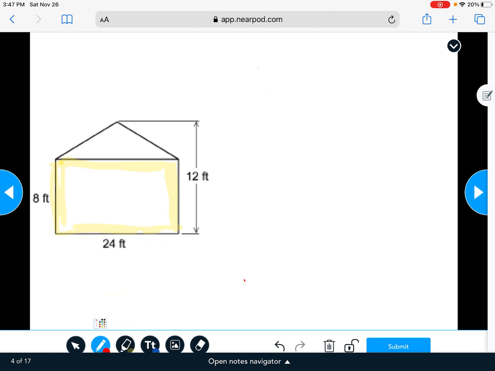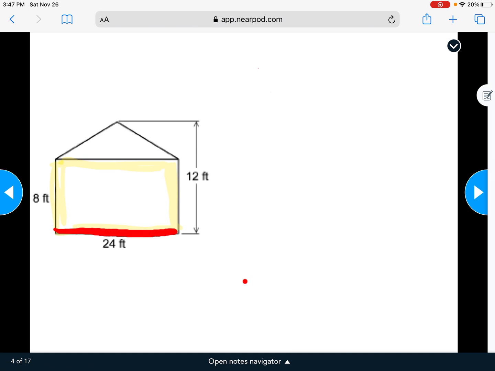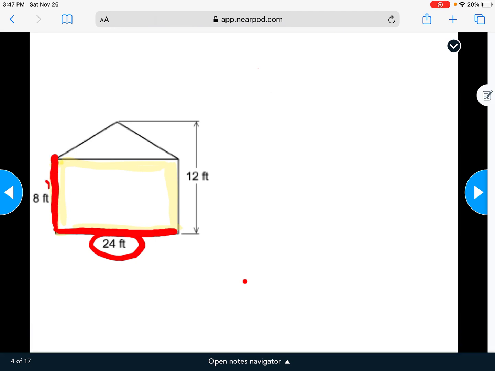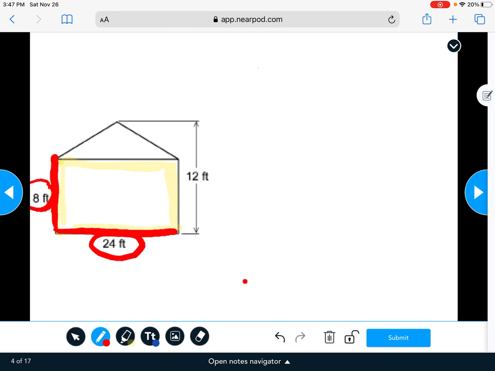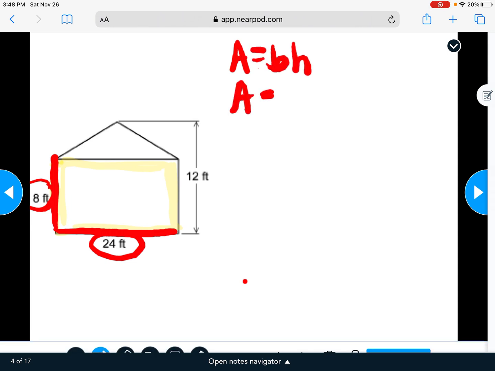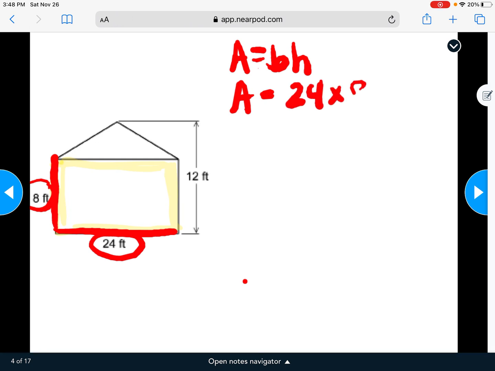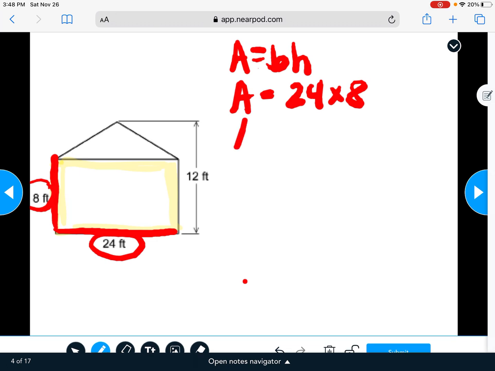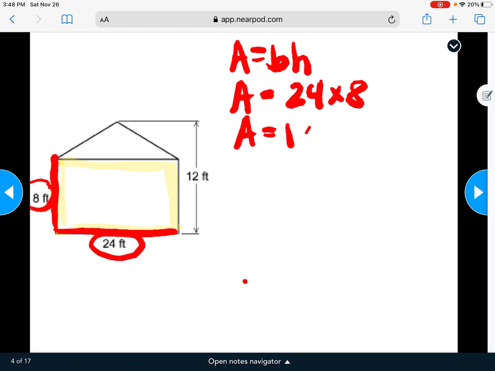So when I take a look at this, the full base of it is the 24. And the height, we're looking at either the 8 or the 12. Since it's just the rectangle, we want to use the 8. So to find the area, area is equal to the base times the height. So area is equal to 24 times 8. And we multiply 24 times 8 together and get an area of 192 square feet for the rectangle.